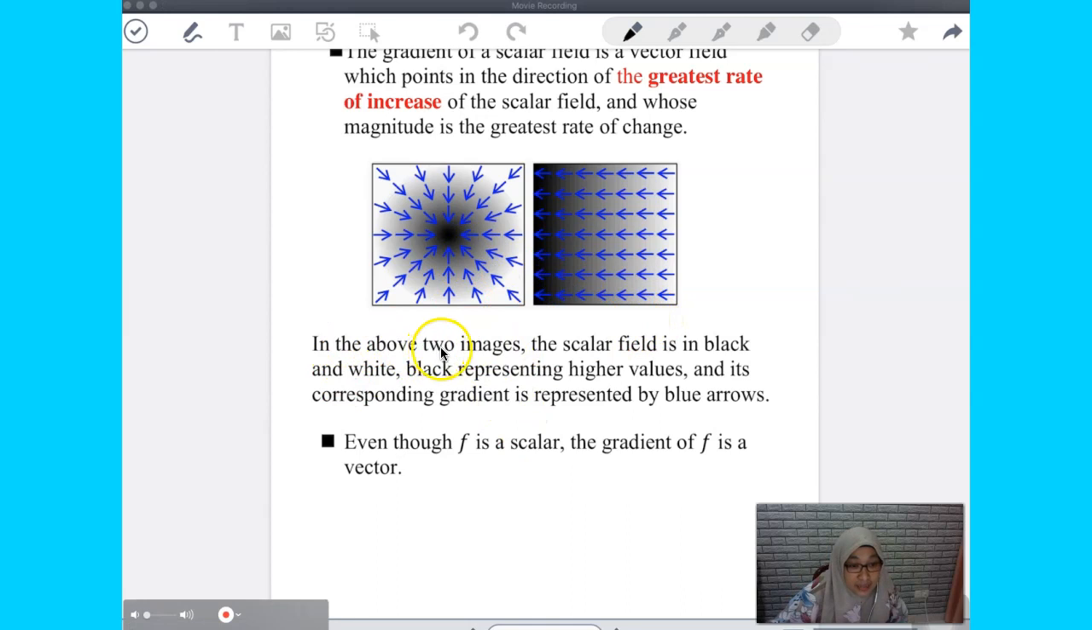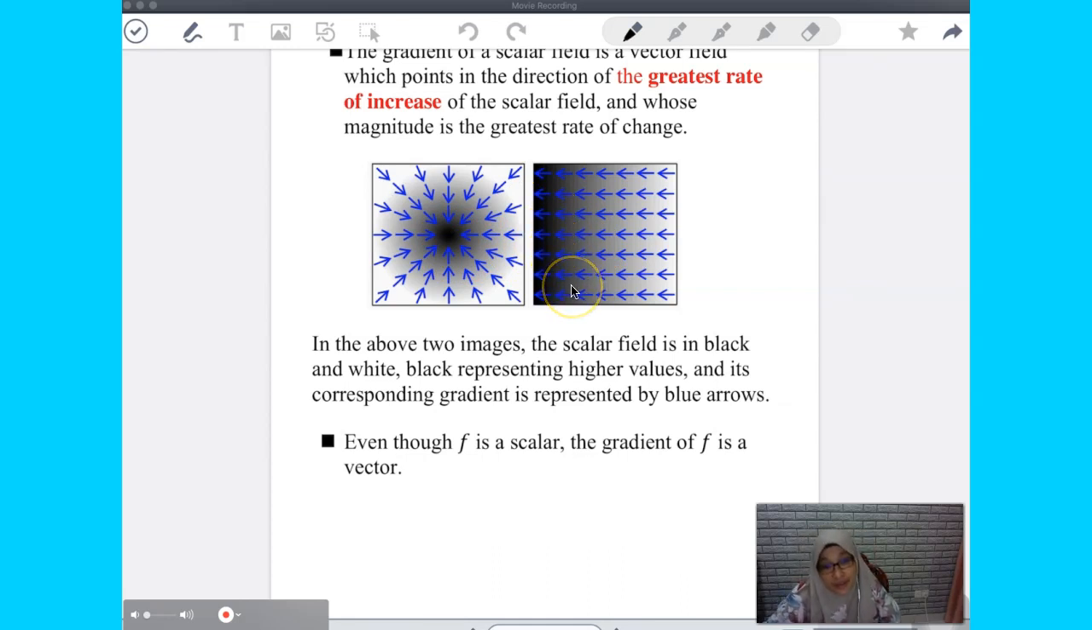As you can see here, in the above two images the scalar field is in black and white. Black represents a higher value, so this is higher than the gray ones. Similarly, the value over here is higher than something in gray. These blue arrows correspond to the gradient of the scalar field, which points to the direction of the maximum rate of increase, so the maximum rate of change.